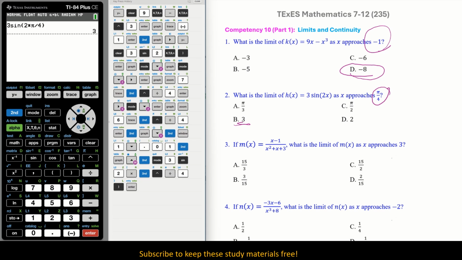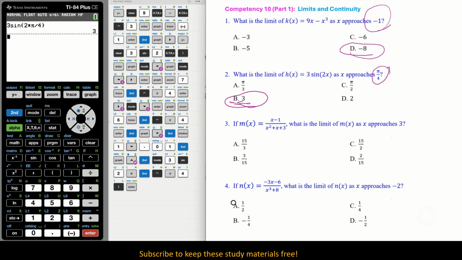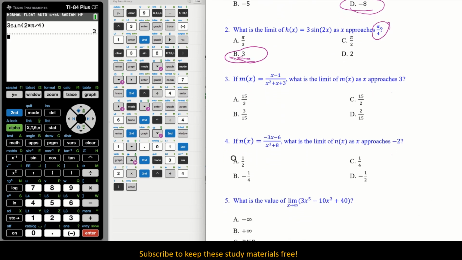So the value is 3. The limit does exist. And as you get close to pi over 4, that's what you're going to get. And when you trace, that gives you the value. So that tells us that B is what we need.